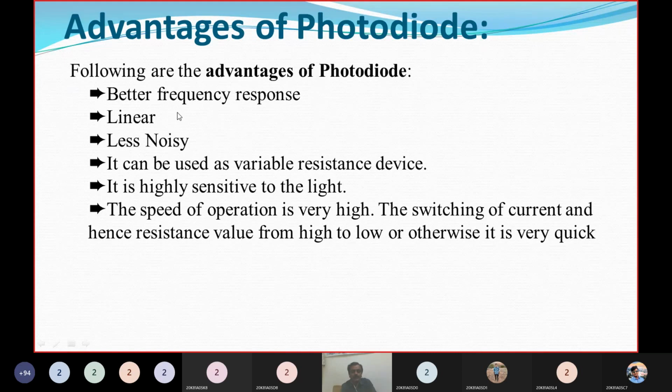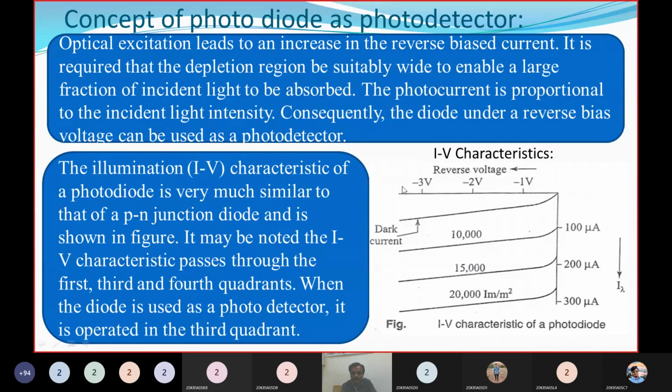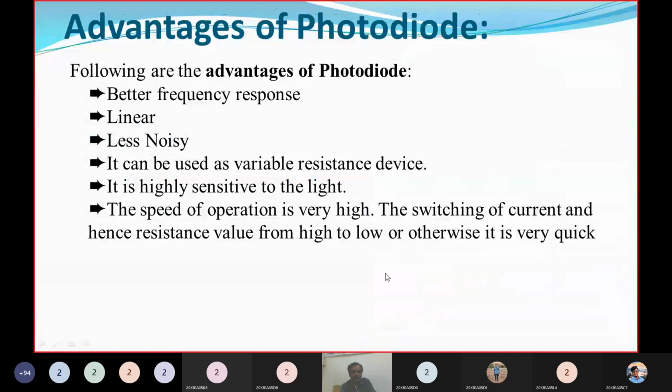And this is linear. If you observe the characteristics, the voltage versus current curve will be a linear curve. And there is less noise. If you take the PN junction photodiode, the noise is very less. It can also be used as a variable resistance device.